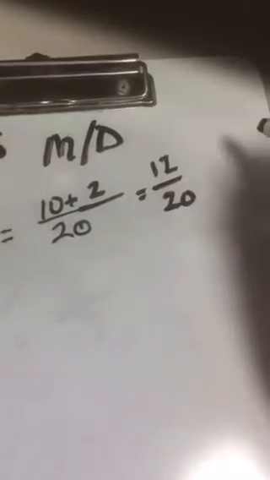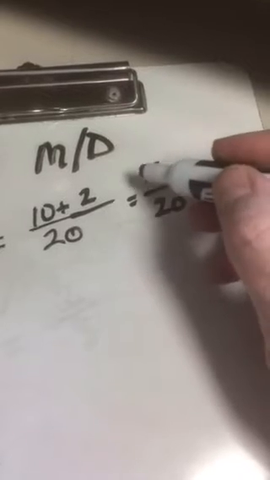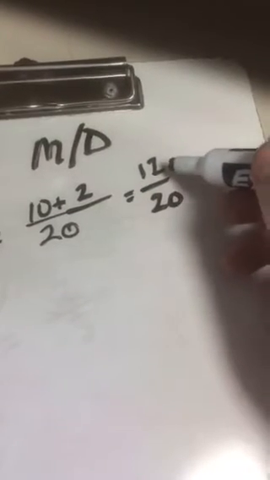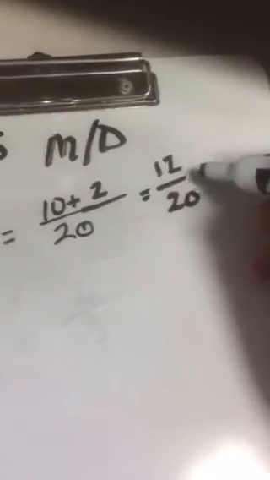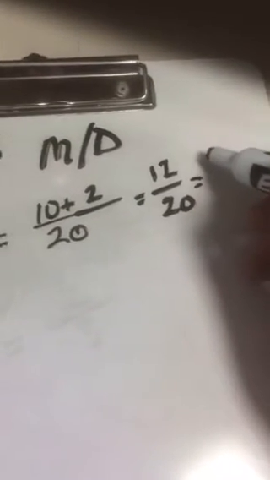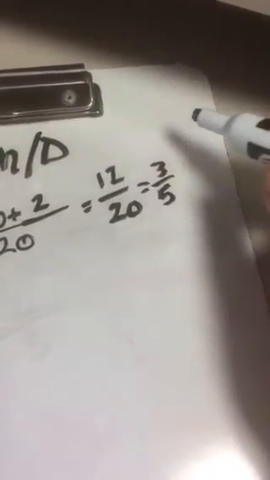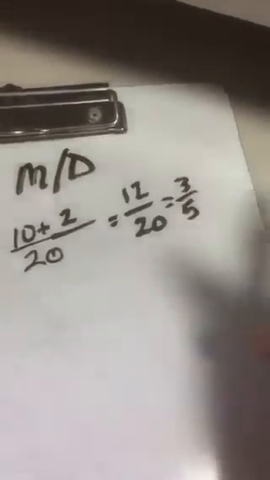Bottom stays the same. They're both even numbers at this point. So we're going to divide the biggest number that goes into 12 and 20. Guess what it is? It's 4. 4 goes into there 3 times. 4 goes into there 5 times. We have a reduced answer. We're done. So let's erase those right here and move to the next one.